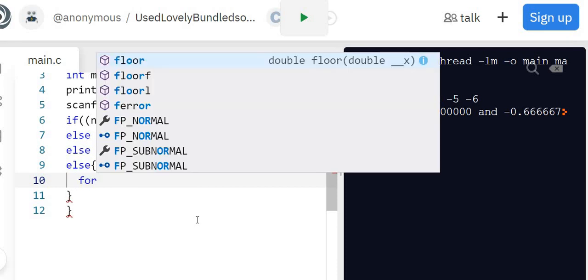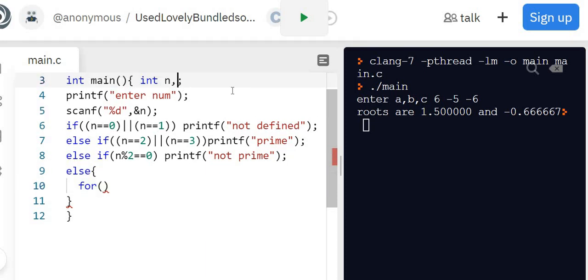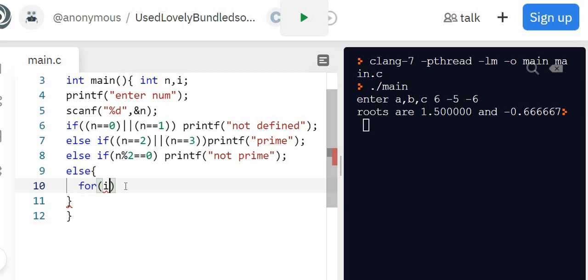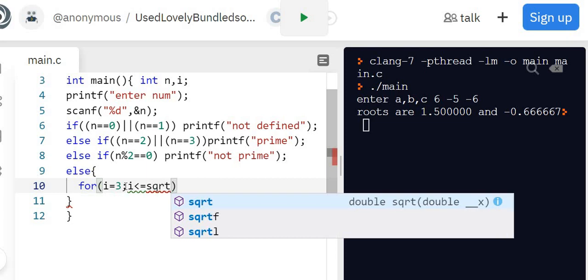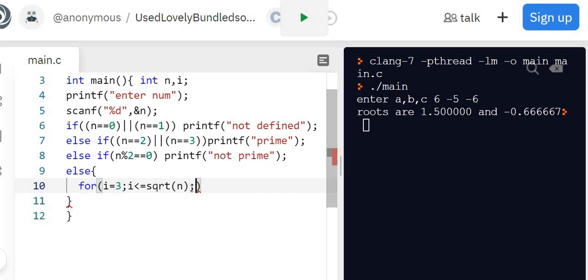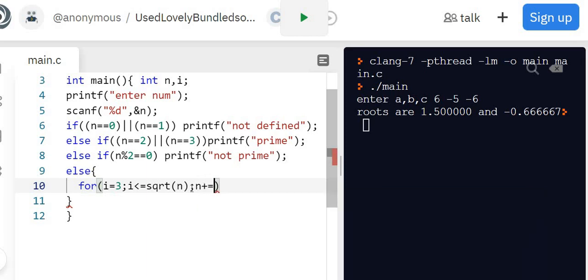So now we need a counter for this. So let's define one variable i. So for i, the initial value is equal to 3. The last value is up to square root. So i is less than or equal to sqrt of n. So up to square root it has to check. And every time i will be incremented by 2 because only odd numbers we have to check.